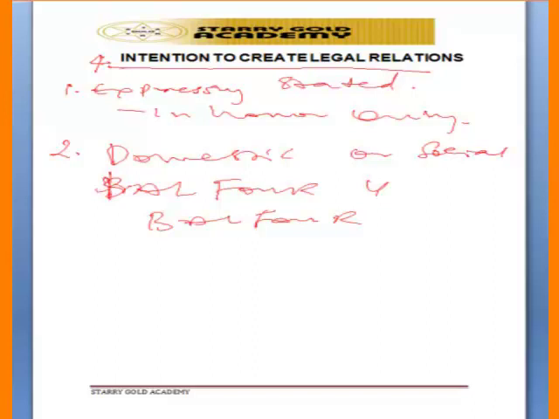That is what we call a domestic or social contract. A social contract has to do with a situation where people agree on a social issue, and in such a contract, the court will not enforce it. Looking at the nature of such a contract, it shows that the parties do not intend to enter into a legal relation.